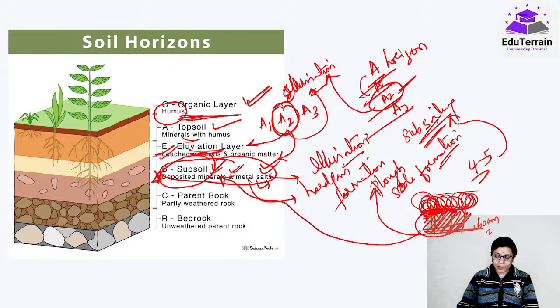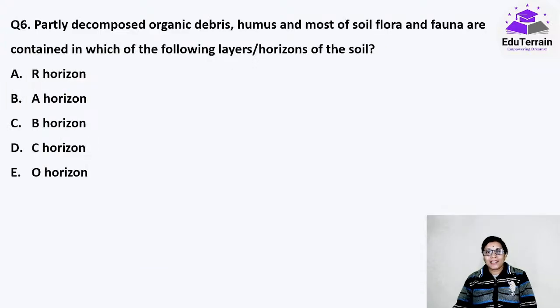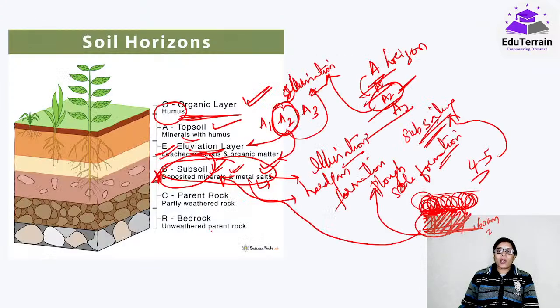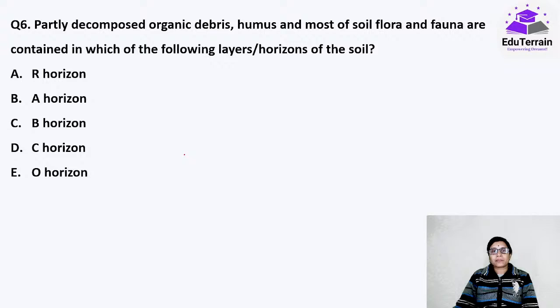Okay Aniket, it's okay. Done. Horizonation, very, very important. After that comes the parent rock and the bedrock, C and R. O, A, E, P, C, R. Actually, E is also part of A only. A2, it comes in the second layer.